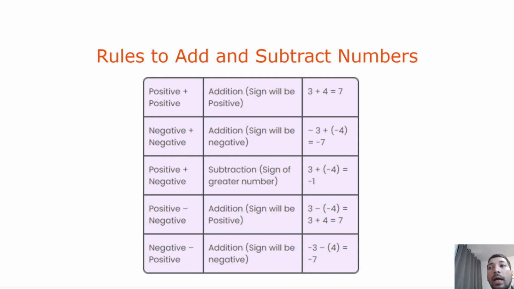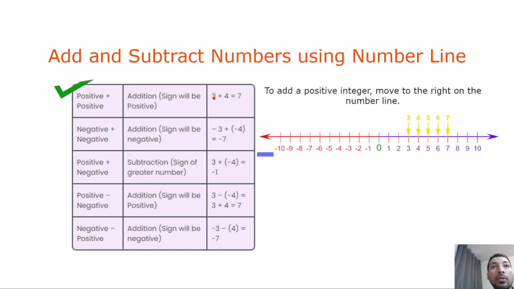The very first one, we have 2 positive numbers. When you use the number line, we always first identify the first number, which in this case is 3. So we just mark the first number 3. Now, we need to add 4 to this 3. To add a positive integer or any number, we move to the right of the number line. So we move 4 units to the right: 1, 2, 3, 4, we get 7. So this is how we add a positive number on the number line.